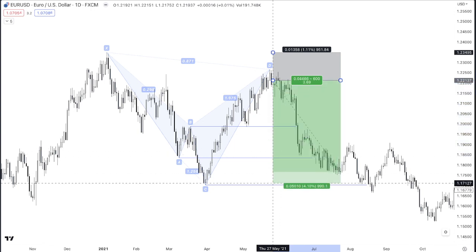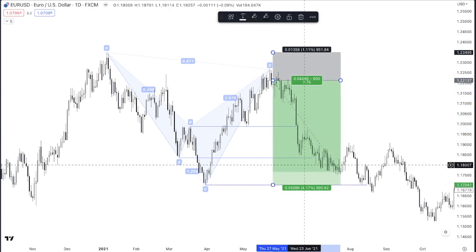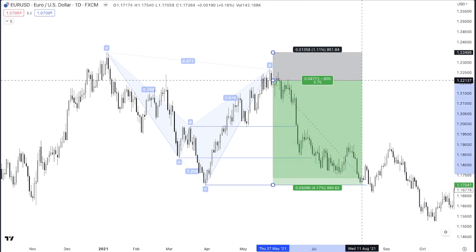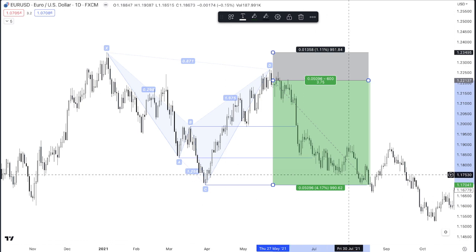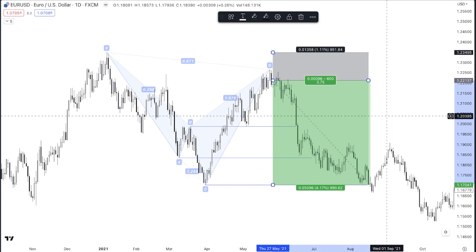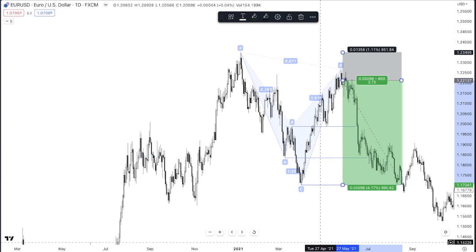So even if you got out at this external sell side liquidity, that's almost like a 4R trade. Obviously, this is going to take, looks to be from May till August, so about like 3 months. But if you're a swing trader, you can obviously size up a bit.